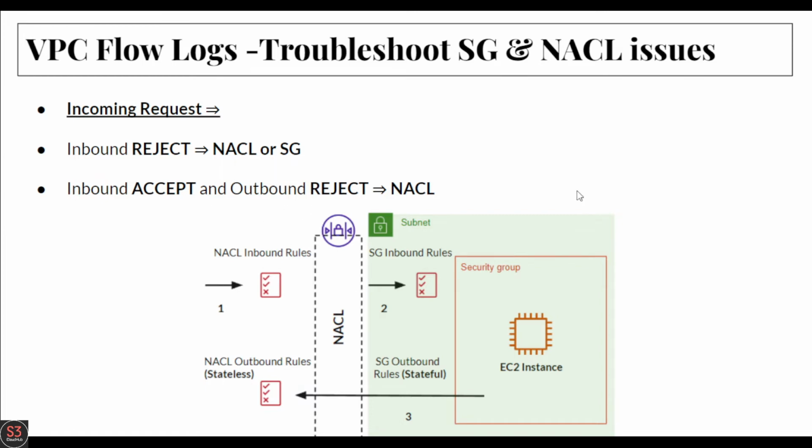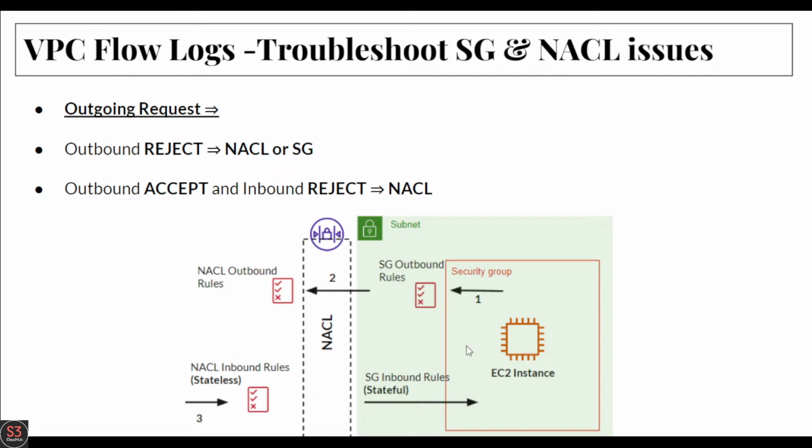Now let's see the outgoing request. Here is the same image for the outgoing request of our network ACL. Here are the outbound rules and here are the inbound rules. If the outbound rule is rejected, then there is an issue with the network ACL or the security group. If the outbound is not accepted, then the permissions are not matched, so you have to go and check the permissions of your outbound rule.